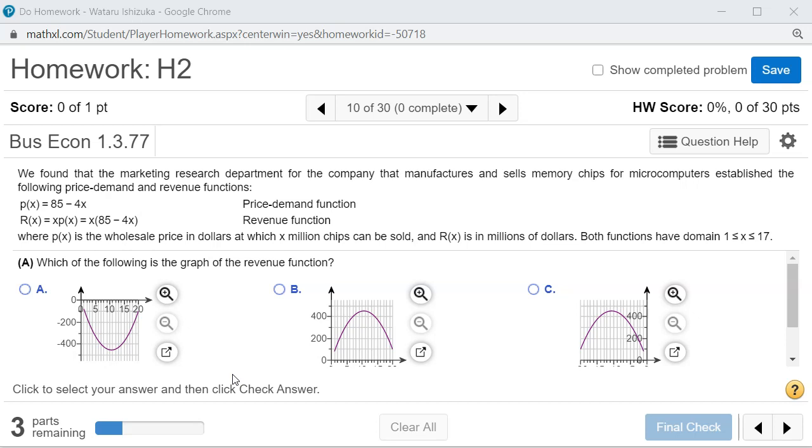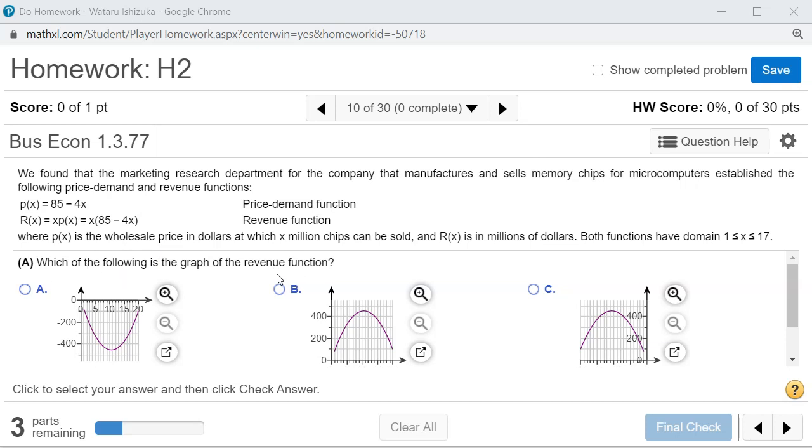All right, let's look at homework 2, problem number 10. We have a price function here, P of x is equal to 85 minus 4x. And the revenue function is x times the price function, so we have that. For part A, we want to find the correct picture.